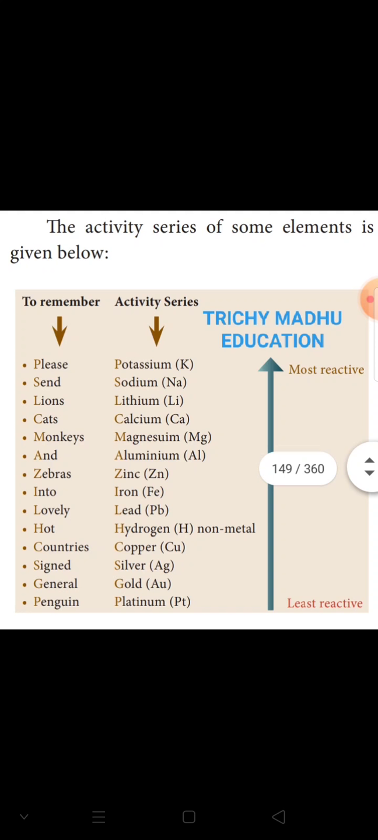This is the activity series: potassium K, sodium Na, lithium Li, calcium Ca, magnesium Mg, aluminum Al, zinc Zn, iron Fe, lead Pb, hydrogen H non-metal, copper Cu, silver Ag, gold Au, platinum Pt. These are some elements in the order of reactivity.